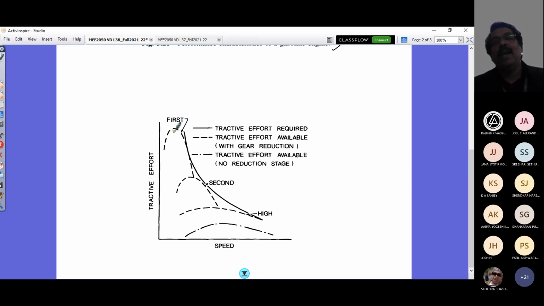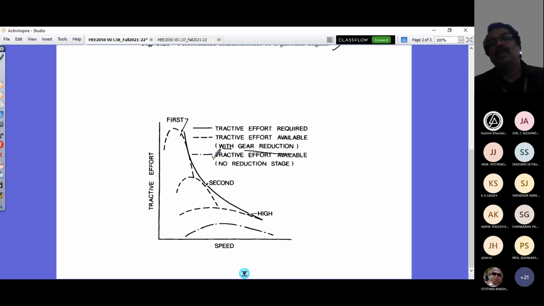In this speed range, the first gear of the transmission would take care of providing maximum tractive effort. This is what we see if you look at the performance of torque versus speed in the previous graph. So we are trying to tap that, and then we will have an appropriate design of the gearbox. The first line represents the tractive effort available with the gear reduction, that is the maximum possible gear reduction, so that you get a smaller speed.